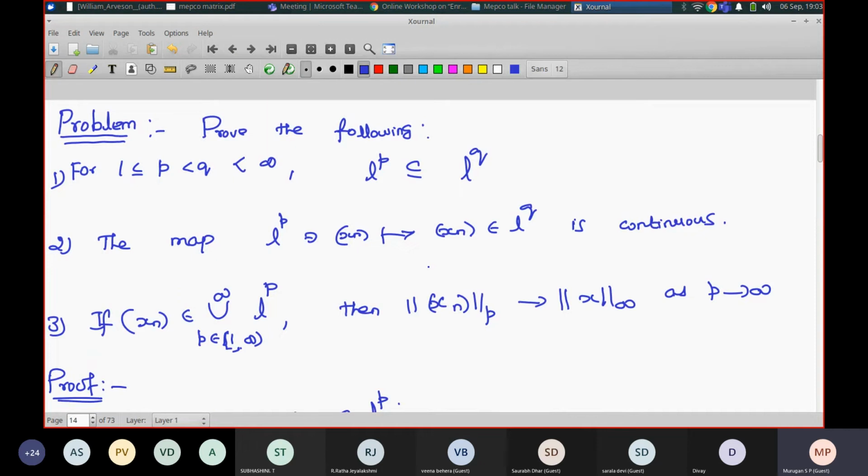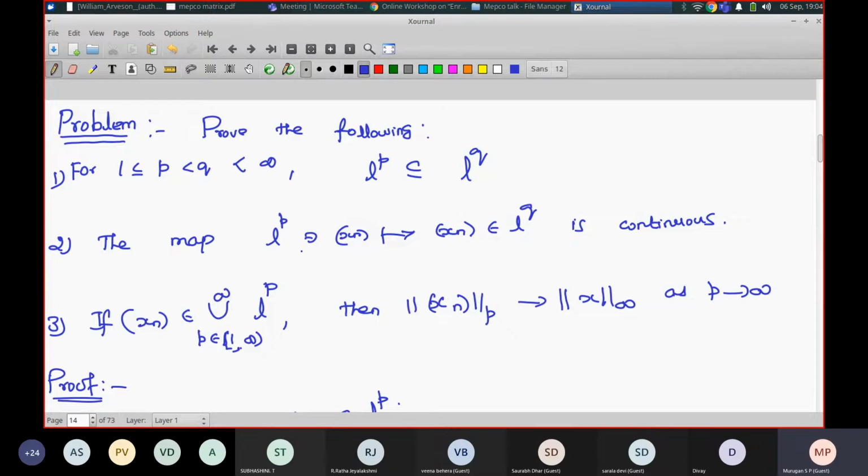Okay. So next thing, for 1 less than or equal to p less than q less than infinity, this inclusion holds: l^p is completely sitting inside l^q. I think you may have seen this in some textbooks, but the second problem is slightly different. Because l^p is sitting inside l^q, you can restrict the q norm to l^p. Therefore, you can make l^p a normed linear space with two different norms. The first norm is the p norm, the second norm is the q norm, right? Therefore, you can consider whether this inclusion map is continuous or not, right?